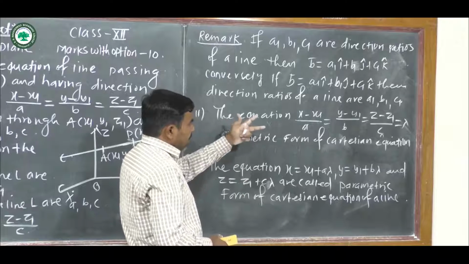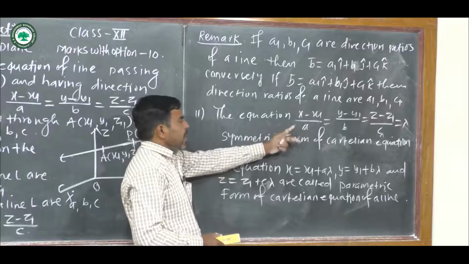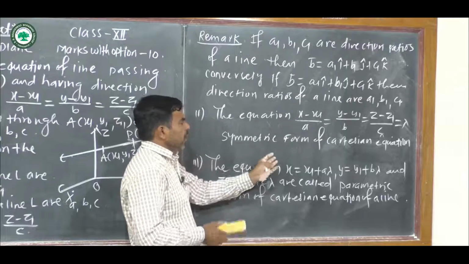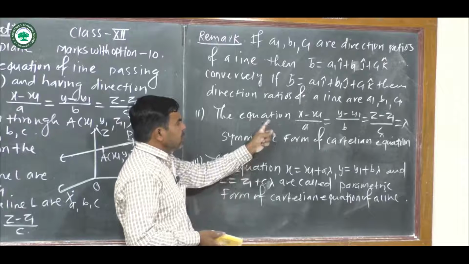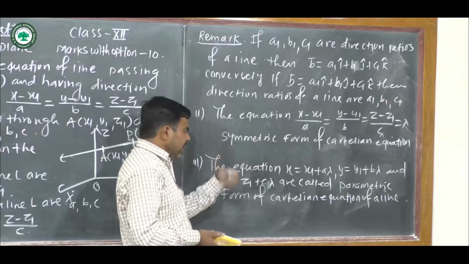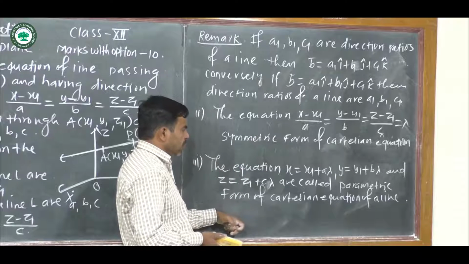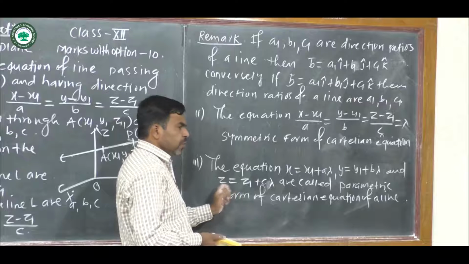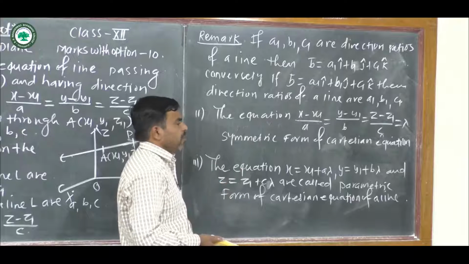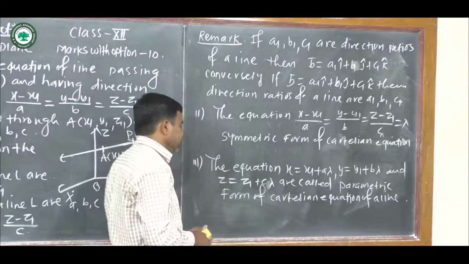Here, if A, B, C are direction ratios of a line, if A, B, C are non-zero, none of them is 0, at that time use symmetric form. If at least one of the direction ratios of a line is 0, then use parametric form of Cartesian equation of a line.